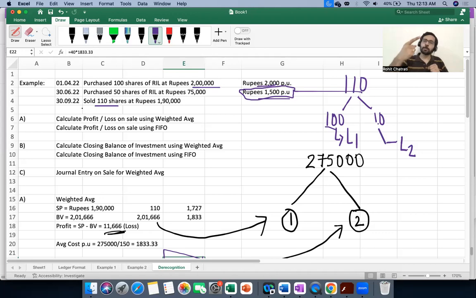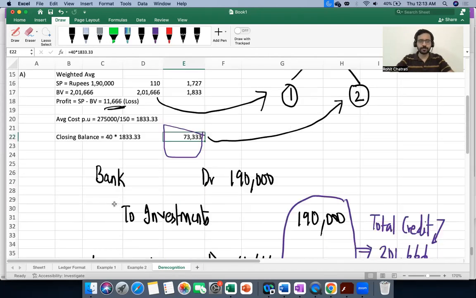You can compare that with weighted average cost, where I have made only a loss of 11,666 rupees. So therefore, the calculations can significantly differ between weighted average and first in, first out. Now let's quickly start making a note of it.